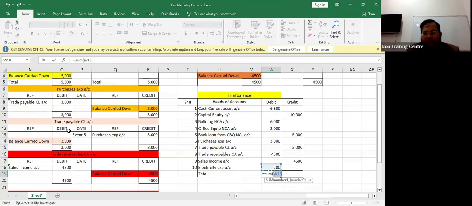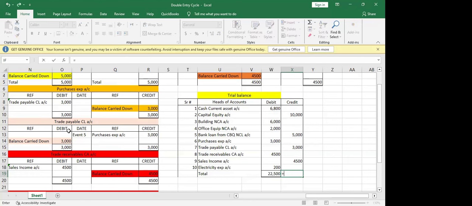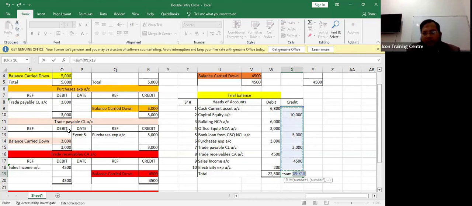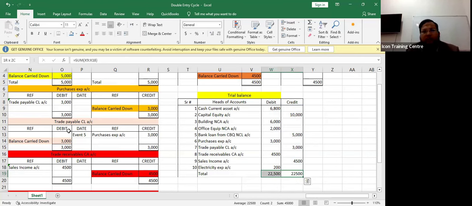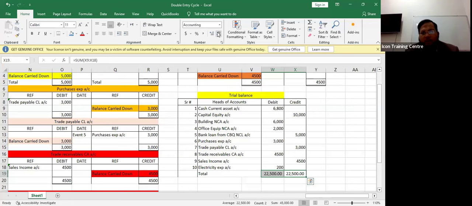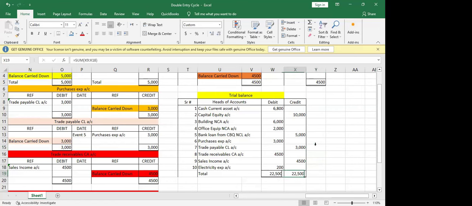We put the formula in Excel. So the total is 22,500, right? We need to check whether we have got the same total on the credit side. So it is also 22,500. You can see that both sides are equal. That shows that the double entry system which we have been following is absolutely right, and the total is equal. If we get the trial balance imbalance, it means that there is some problem and we need to rectify it. Okay, is this clear?